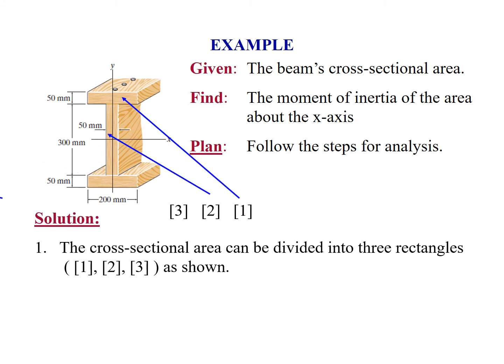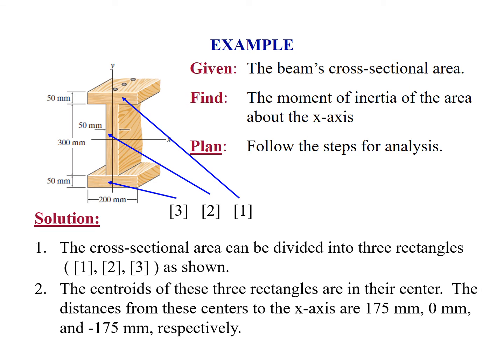First, we look at the cross-sectional area. We can see that it can be divided into three rectangles, 1, 2, and 3. Next, the centroids of each of the three rectangles are in their center, and we know how to calculate that. We can then get the distance from those centers to the x-axis as a simple geometric task, and in this case it's 175 millimeters, 0 millimeters, and minus 175 millimeters respectively.